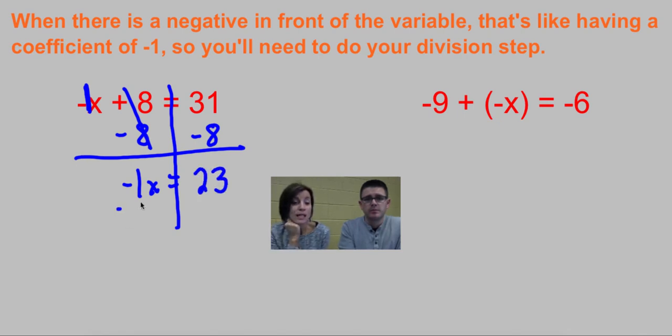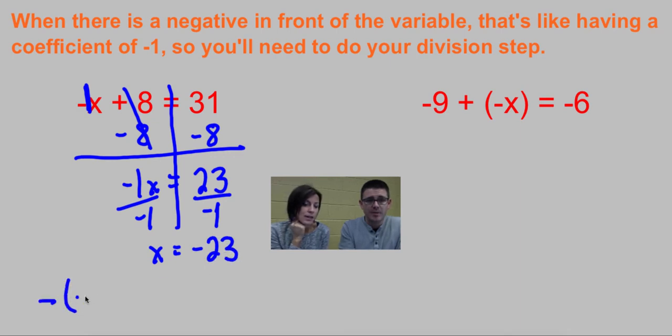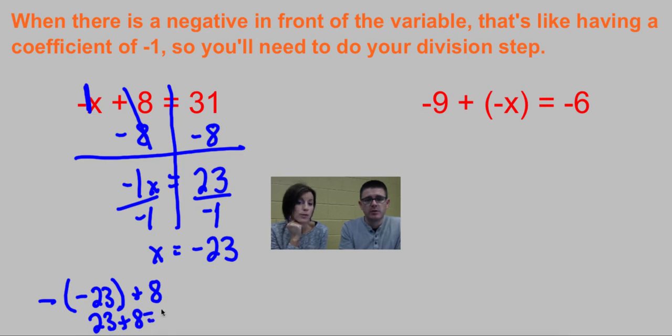So dividing both sides by -1, we have to end the equation with a positive x. So we have to do this last step. x is equal to -23. When we check it, it's the opposite of -23, which is going to give us positive 23. Those cancel out to be positive, which gives us the 31 that we want.